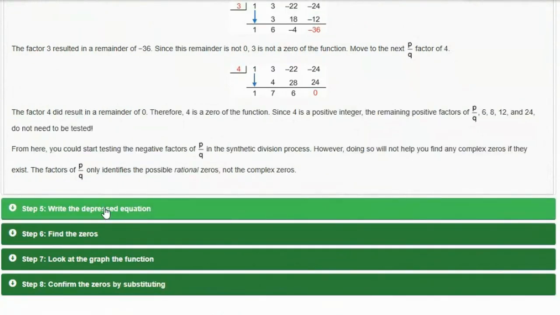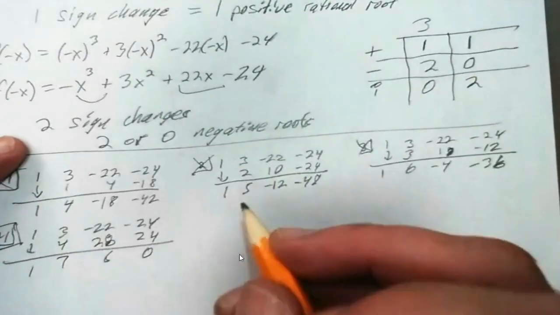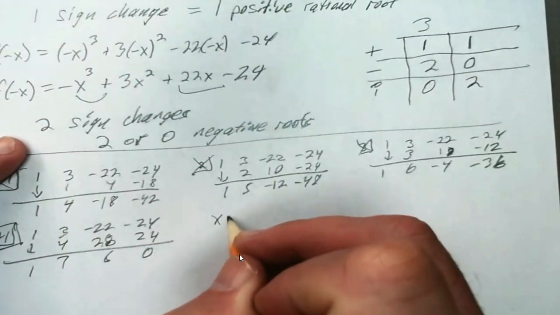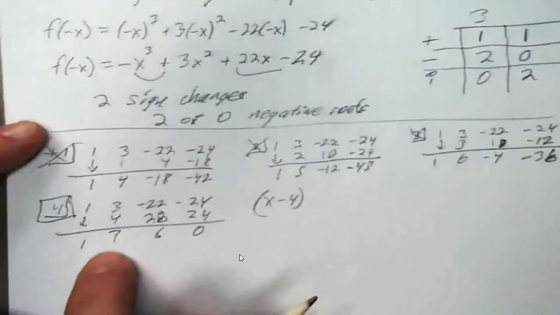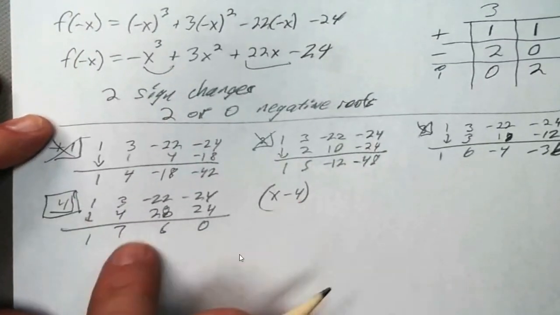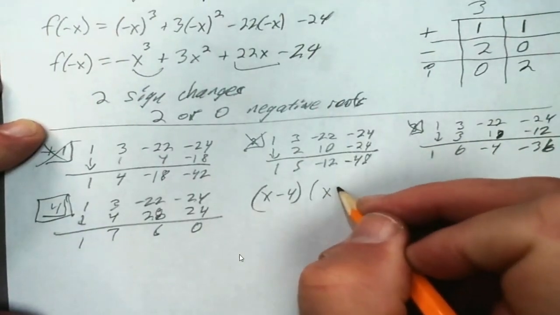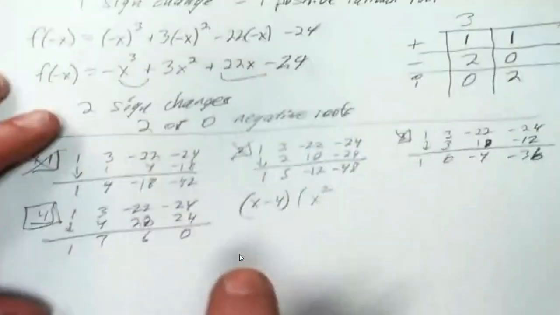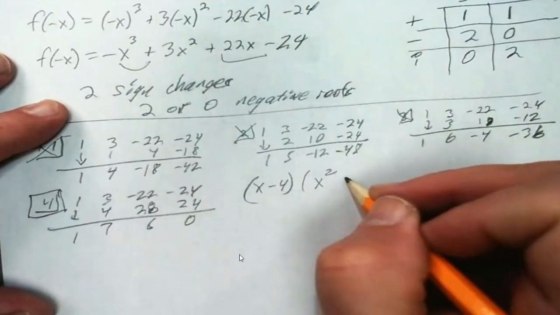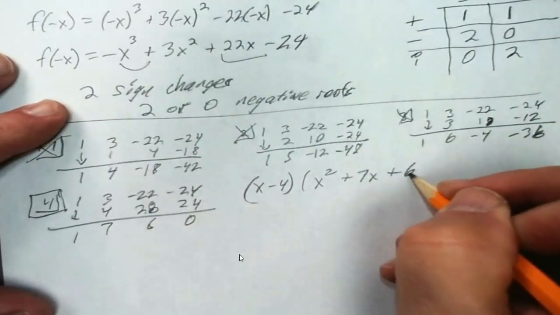So write the depressed equation. It's like, what do you mean the depressed? Is it very sad? No, we've factored out. We know one of the factors now is x minus 4 because x equals 4. So when we divide that factor out, what's left? Now we have x squared, because we started with x to the third, but we factored an x out. So now this is x squared plus 7x plus 6.